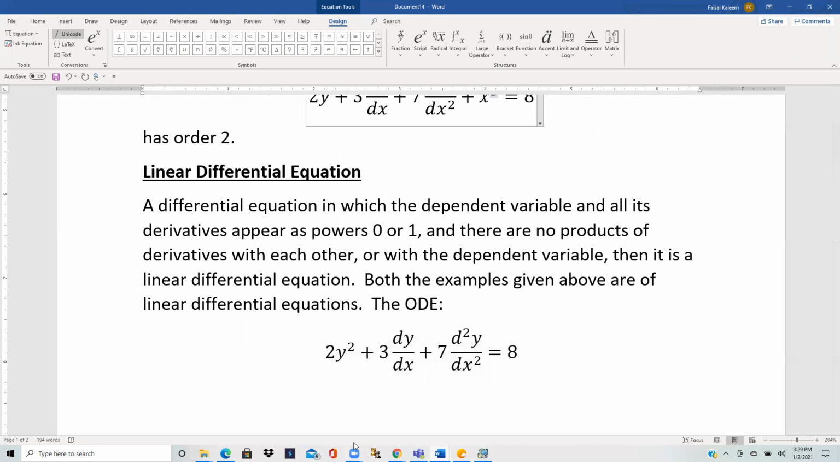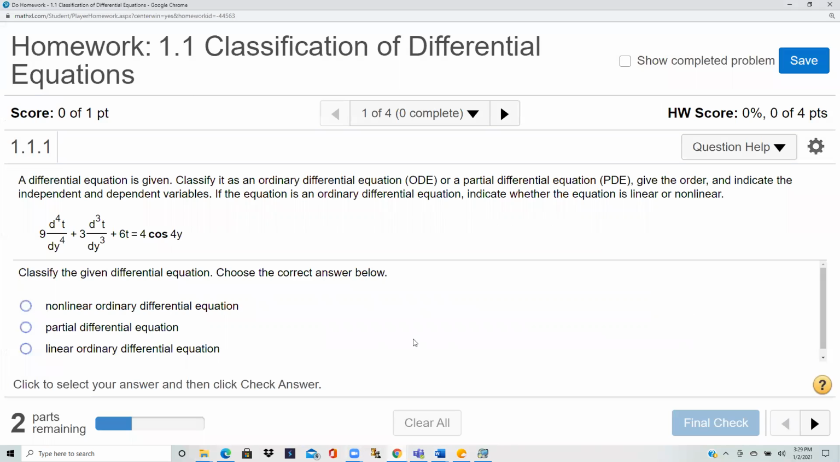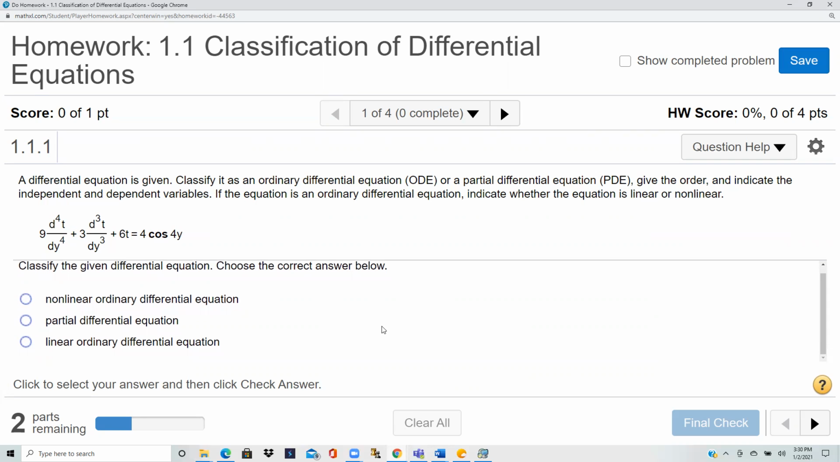So now let's look at a few problems in the exercise. So 1.1. Classify the given differential equation. It is ordinary, because only ordinary derivatives are involved, no partial derivatives. And its order is 4, because the highest derivative is the fourth derivative. But okay, they're not asking the order yet. Here, the choice is, it's not a partial differential equation.